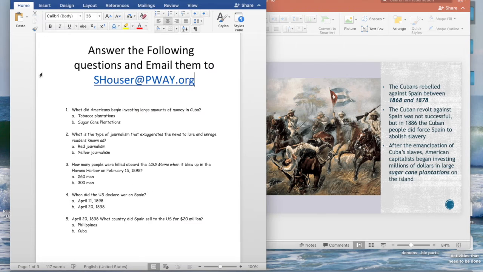So I think I just went over two of the questions that you're going to have to answer at the end of this PowerPoint presentation. Why did Americans begin to invest large amounts of money into Cuba? Well, here you go. Sugar cane plantations. Number one is B. Sugar cane plantations.